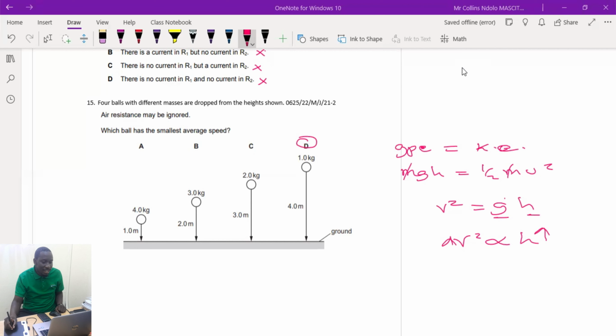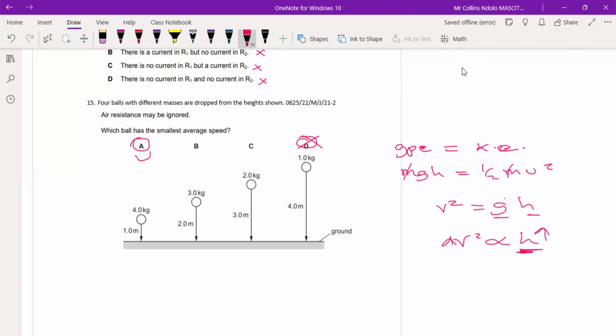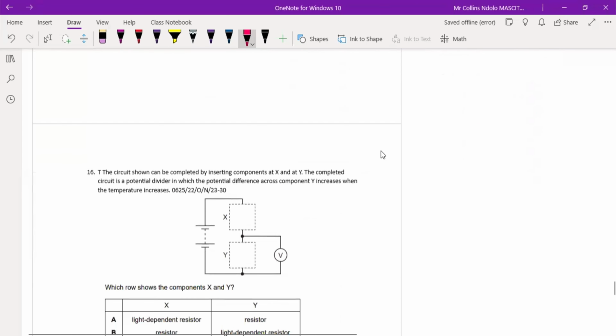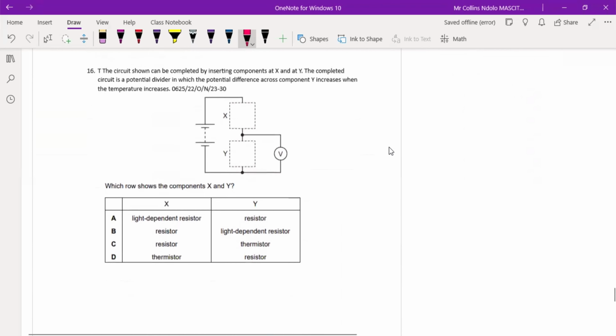D has the highest speed. That means the one that has the lowest value of h should have the least speed from this confirmation here. So our answer is A, not D. D has the highest speed, so it doesn't depend on the mass. All right. This should be our last one.